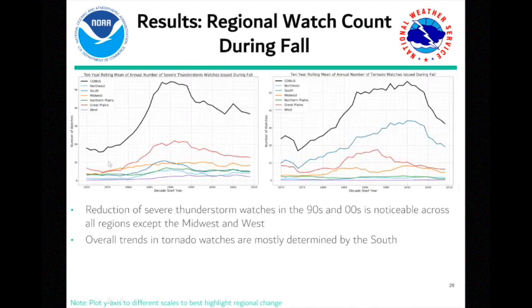For the fall, again, we see the surge that is present across all seasons, followed by a fall in the last few decades of severe thunderstorm watch count. What's interesting about the drop-off is that it's not noticeable across all regions, mostly being the Midwest and the West, which have actually remained mostly steady in their counts for the last few decades. For fall time tornado watches, the overall trend is really mostly determined by the South, which isn't too surprising, climatologically speaking. But again, also a notable rise and fall centered on the 90s across the Great Plains.